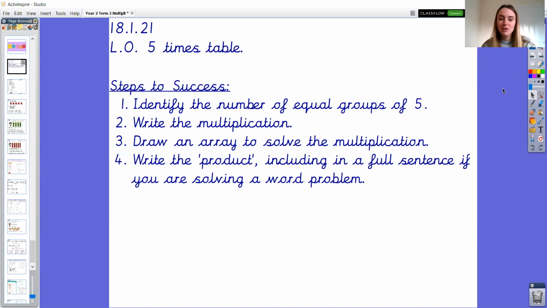So please pause the video here and write the date, 18.1.21, and the learning objective, 5 times table.